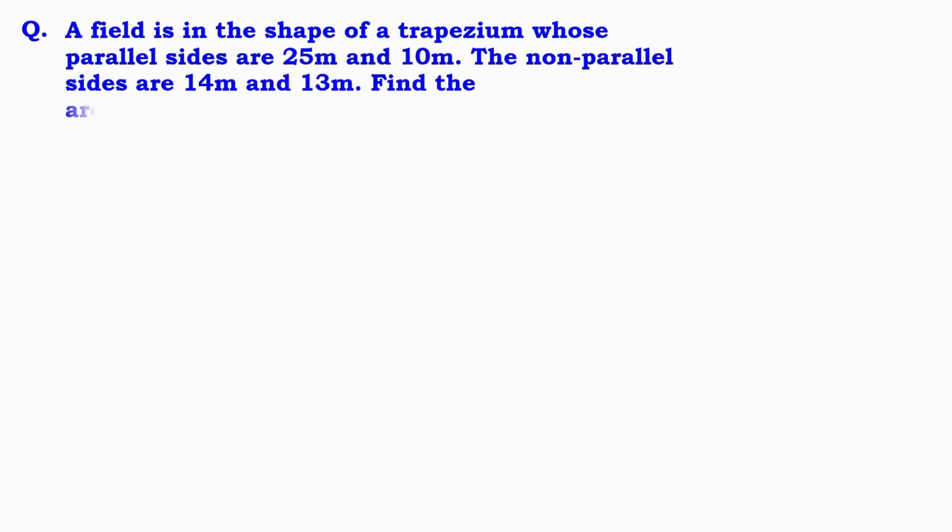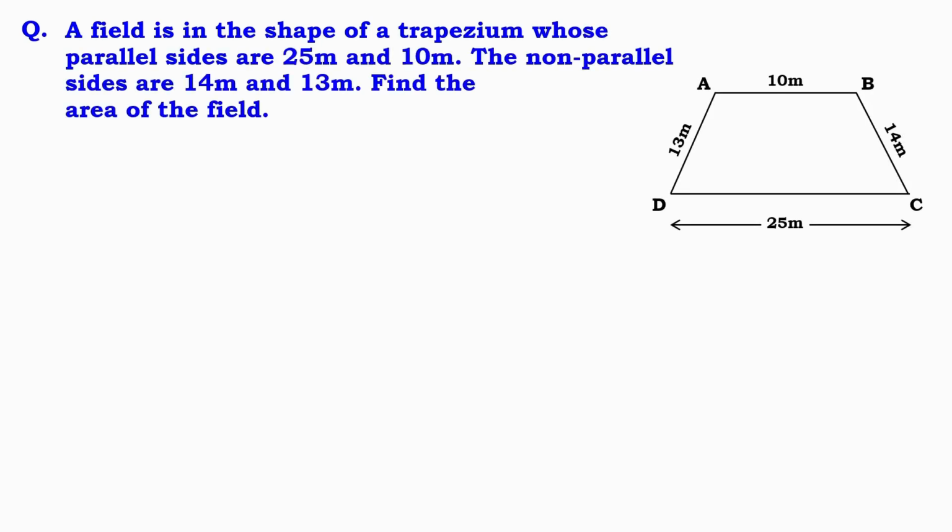Now moving to the next question. A field is in the shape of a trapezium whose parallel sides are 25 meter and 10 meter. The non-parallel sides are 14 meter and 13 meter. Find the area of the field. Okay, so here, what is the figure given? That is the trapezium, whose parallel sides are given and non-parallel sides are also given.